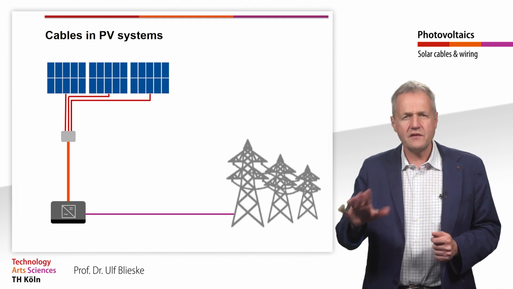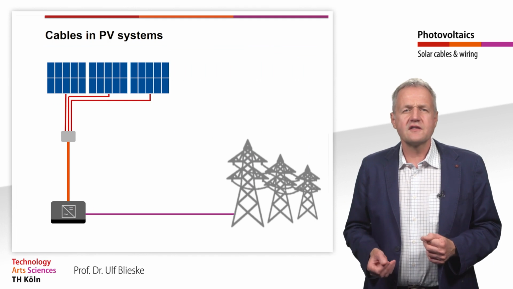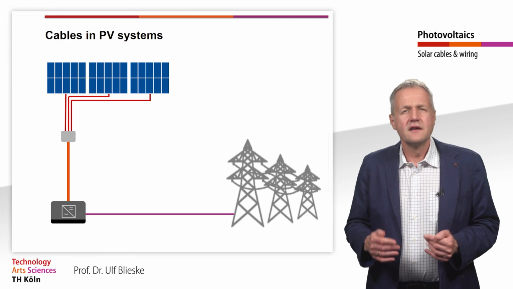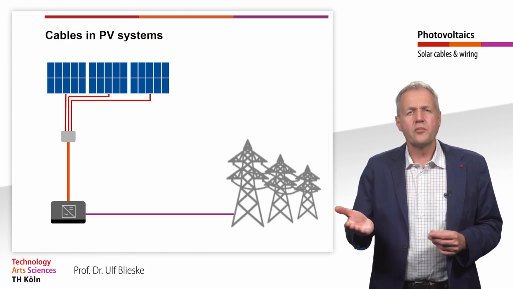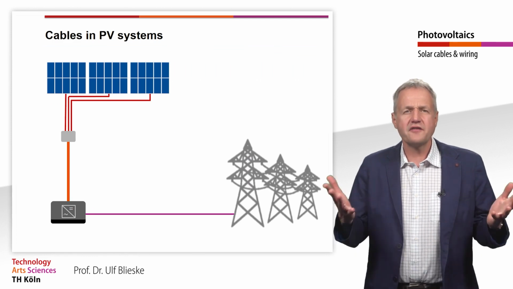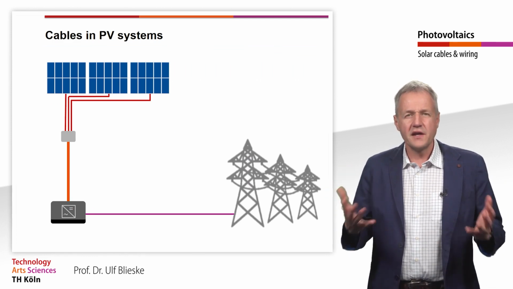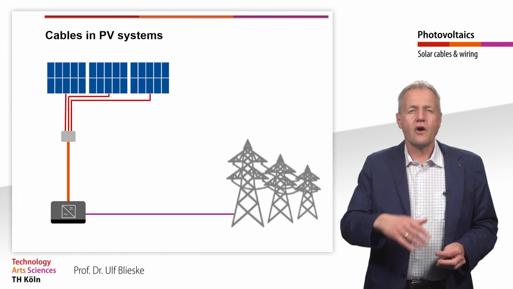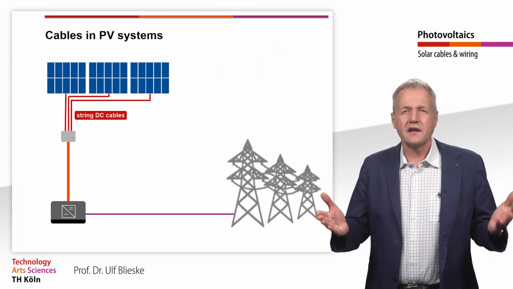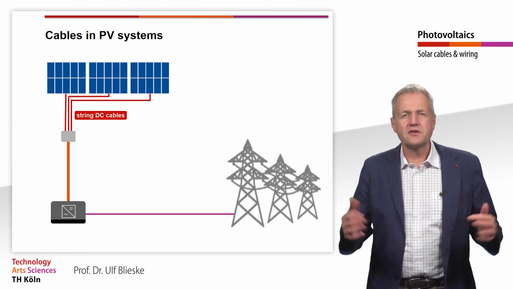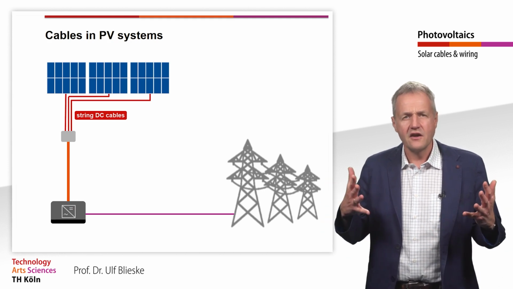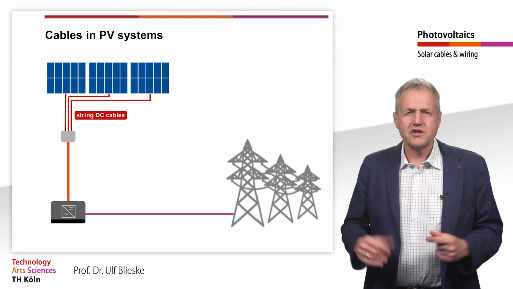Let's start with the PV modules. The modules of a system are interconnected to form one or several strings. The connection cables for this purpose are already pre-assembled on the back of the modules and only have to be plugged together. From here, the string currents are carried on via the string cable. Since the string cables partly are in an outdoor location, they must be able to withstand extreme weather conditions. Therefore, protection against moisture and UV play a major role.